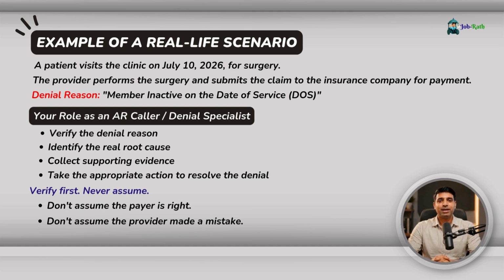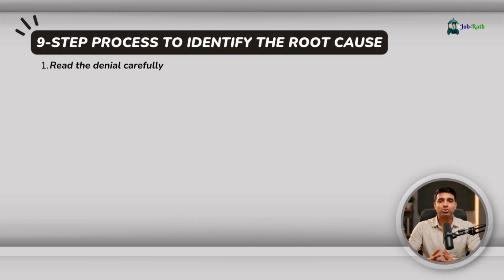Always remember, verify the denial first and never guess anything. Never assume that the insurance company is right and never assume that the provider made a mistake. Let the facts guide your decision. Once you identify the actual root cause, choosing the correct next step becomes much easier. There are 8 steps to identify the real root cause of the denial.